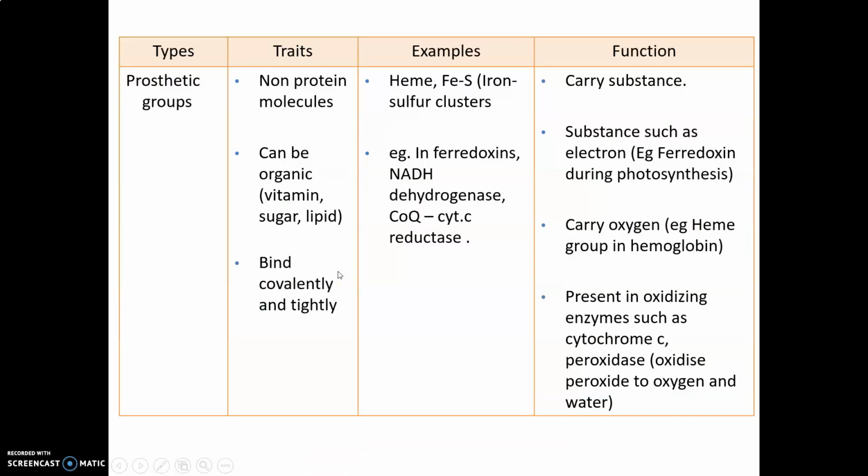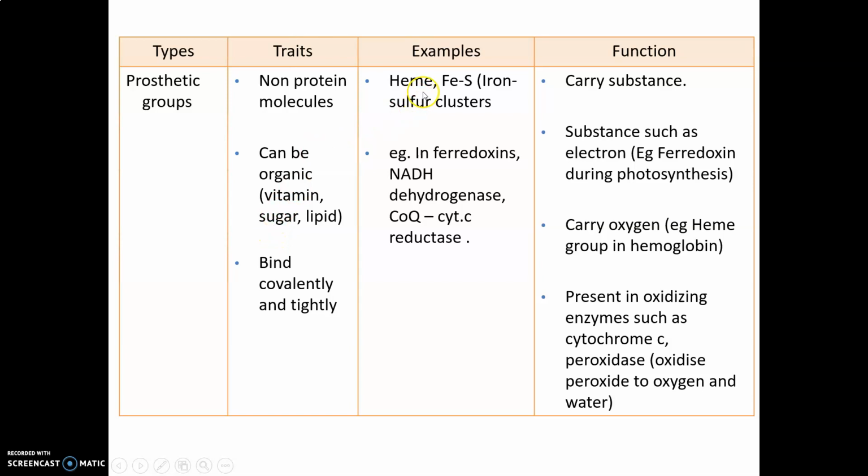Okay, the next one is kita nak tengok prosthetic groups. Okay, sama juga, dia adalah non-protein molecule, sama. Okay, kalau cofactors, apakah persamaannya? Dia orang adalah non-protein molecules. Okay, untuk prosthetic group, it can be organic, which is vitamin, sugar ataupun lipid, and dia akan bind tightly and covalently. Okay, berbanding dengan dua yang tadi, which is metal ion dan juga coenzymes, diorang dua tu bind loosely. Tetapi untuk yang prosthetic group, diorang akan bind covalently and tightly.